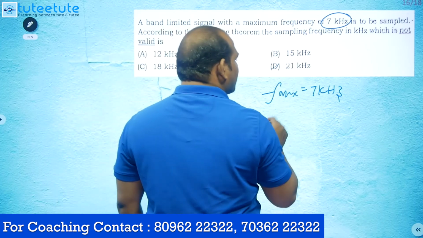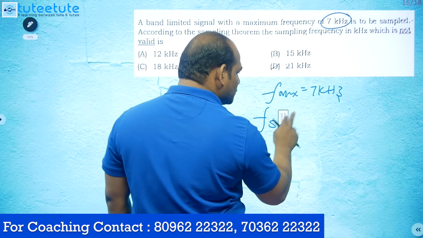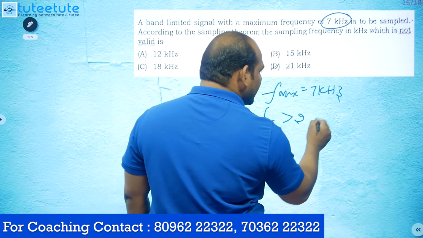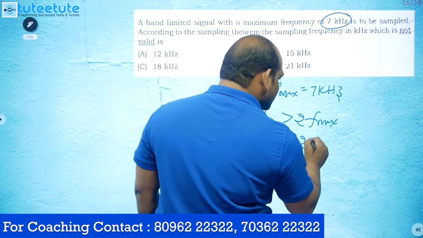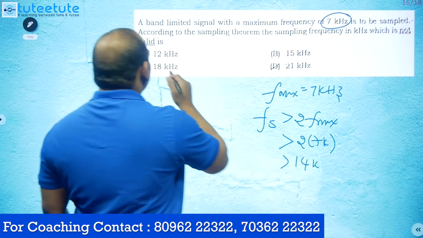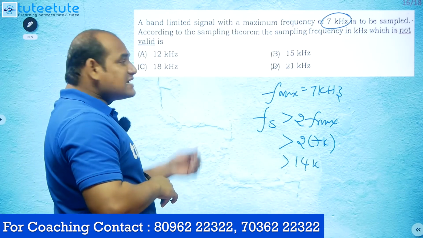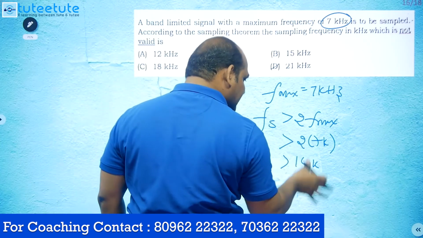According to the sampling theorem, the sampling frequency must be greater than or equal to 2 times the maximum frequency component. So that means it should be greater than 2 times 7k. That means it must be greater than 14k. That means here option A itself is less than 12k. Okay, sorry, less than 14k. Here we should have greater than 14k.